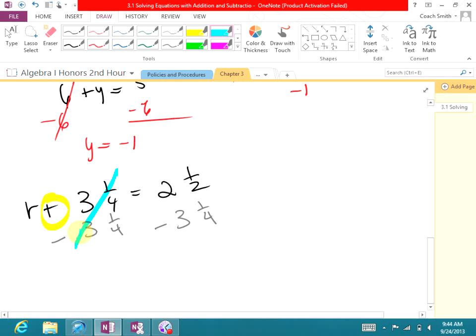Okay? By our properties of opposites, if I have a positive 3 1/4 and a negative 3 1/4, they cancel each other out. Yes, Matthew. No. If they give you your original problem in fractional form, you need to have your answer in fractional form. If they give you the original problem in decimal form, then your answer needs to be in decimal form. Whatever initial problem they give you, that's how you need to finish your answer.